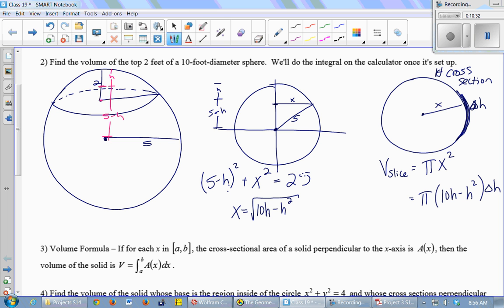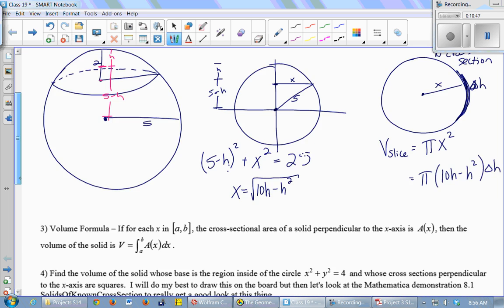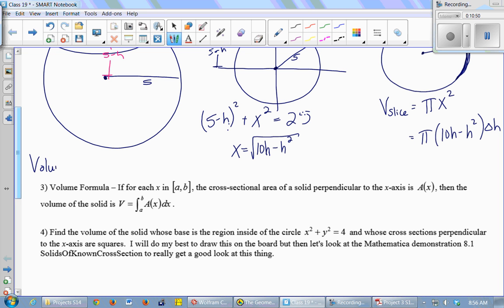So what would my bounds of integration be? I'm going to stack these starting where and going to where for values of h? Zero to 2. Very good. So my total volume will be an integral from 0 to 2, where I'm stacking up disks that look like that. So I'll pull the pi out, and I've got 10h minus h squared dh. Delta h becomes a dh when you go to an integral. And if you evaluate that, you end up with 52 pi over 3.